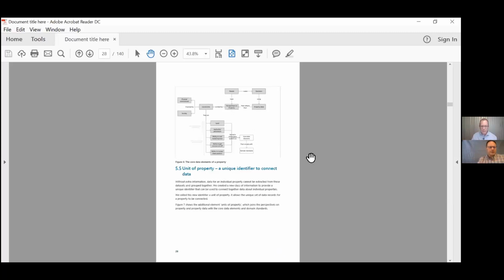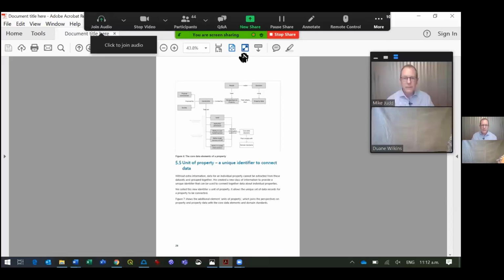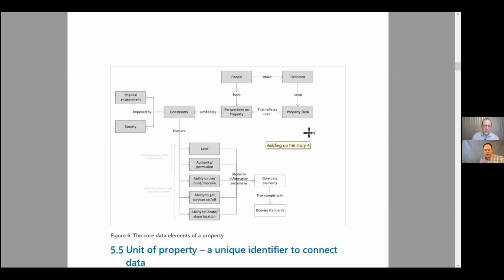Now, I don't know if I can expand this? Yeah, just try that button there. What's that? That's better. There we go, that's better. Excellent.